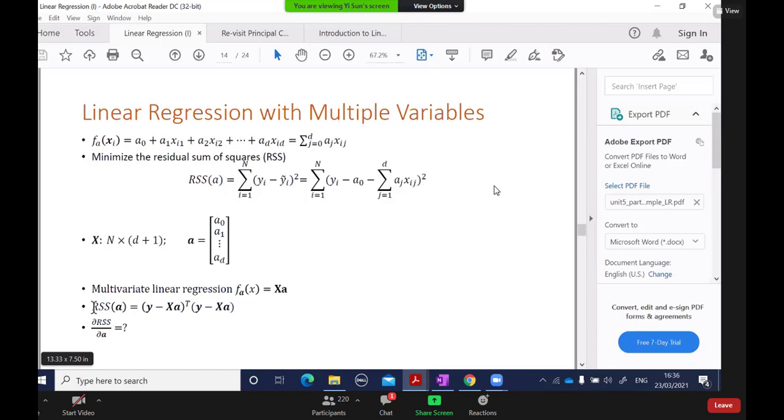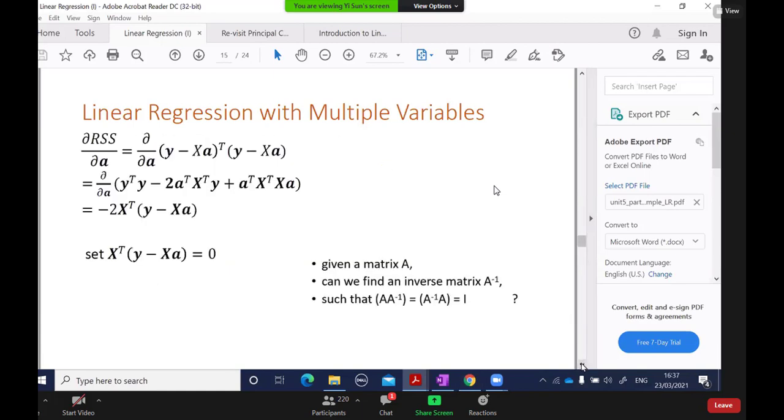This is the residual sum of squares. That is the objective function we want to minimize with respect to the coefficients. So how do we do this? Let me show you from here.